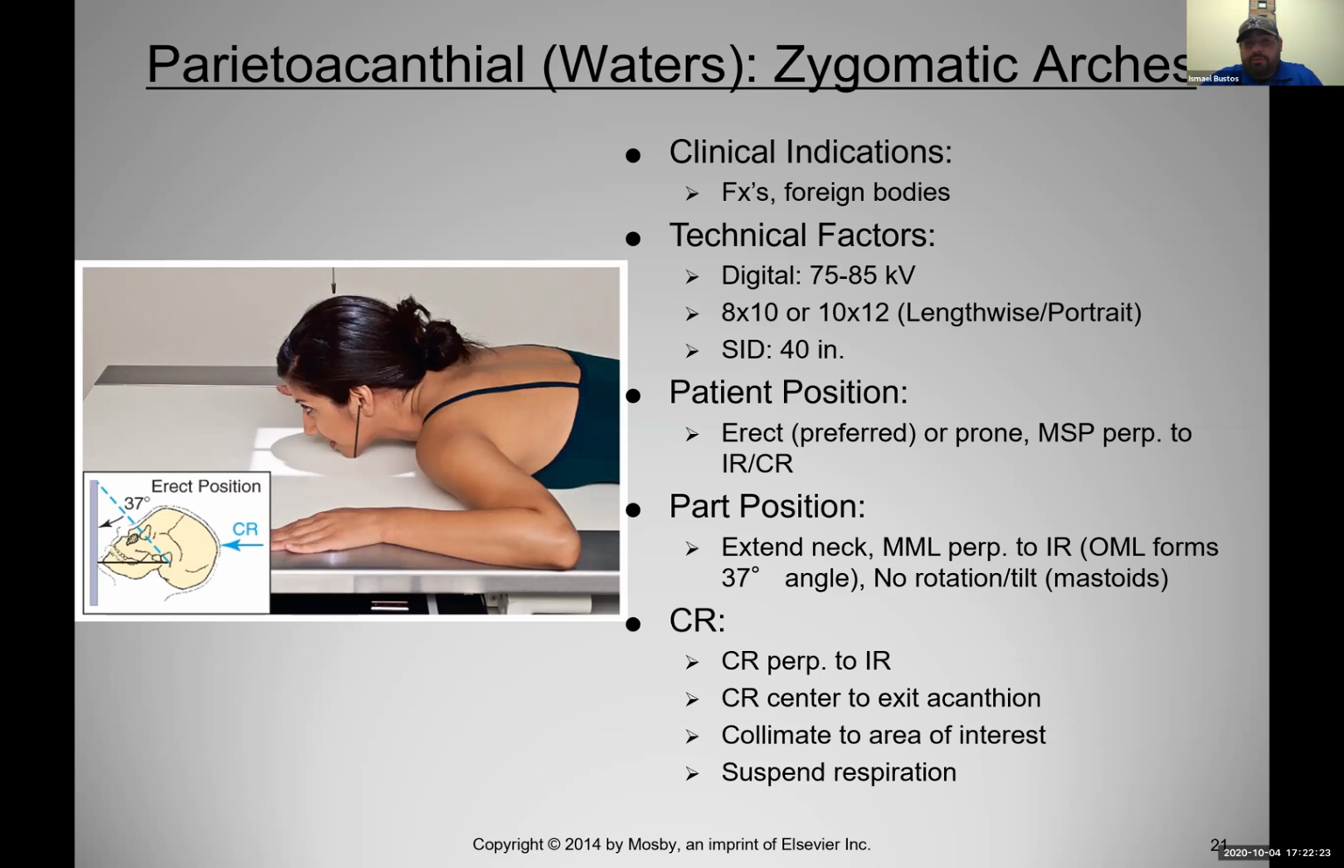And I'm going to ask you a lot, so just get used to it. It's important to have that 37-degree angle between the OML and the table or the IR because it helps guarantee that the ridges will be below the maxillary sinuses. Make sure there's no rotation or tilt of the patient. And we're going to center to exit at the acanthion again, for the parietoacanthial projection. Collimate, suspend respiration.